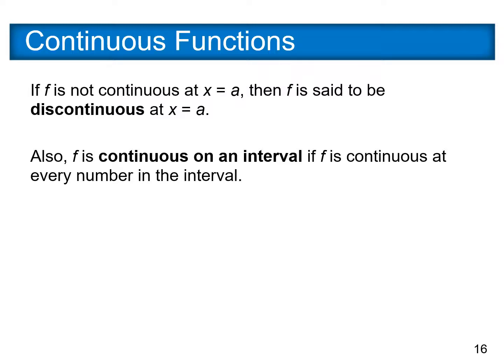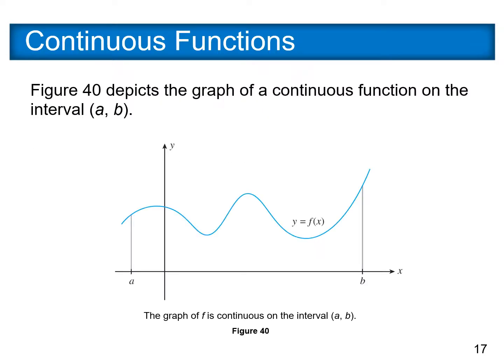But a function can be continuous on a specific interval if f is continuous at every number in that interval. So now I'm introducing the fact that a function can be continuous on an interval, and to be continuous on an interval, it needs to be continuous at all the numbers within that interval. For example, here in figure 40, I describe a continuous function between the points A and B.